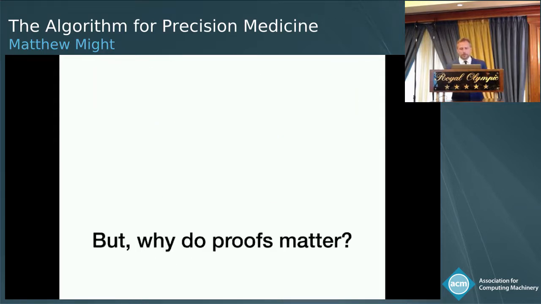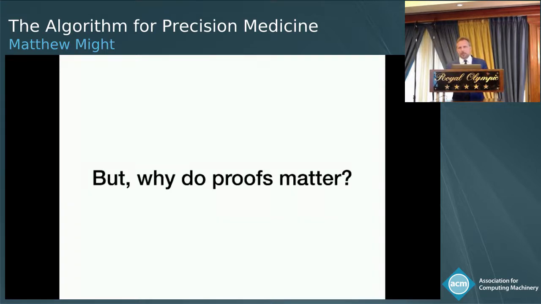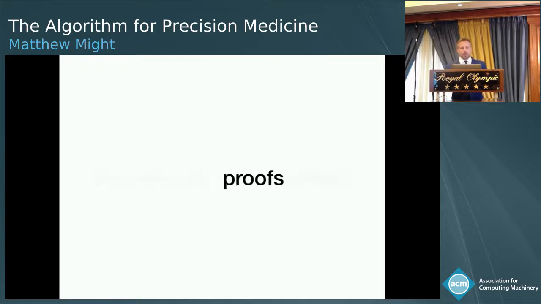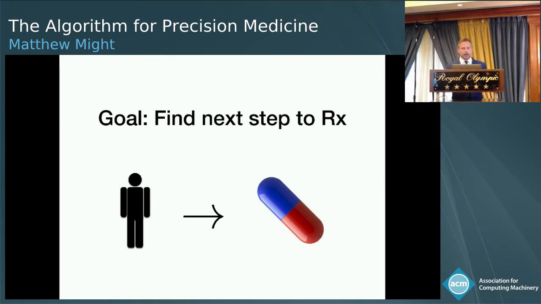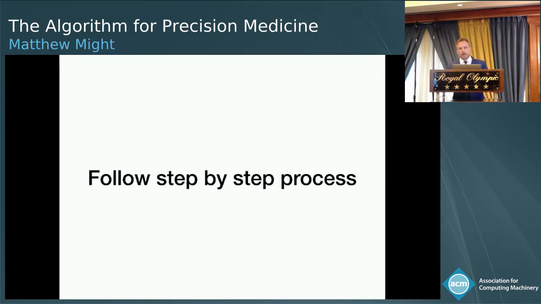So why is it that proofs really matter in precision medicine? This really comes from my experience actually trying to do this for patients. Physicians need proofs. If they're actually going to help a patient, then you need to give them a reason to do that. So to do this, we've created a research consultation service at UAB. The goal here is to systematically find the next step for every patient in their therapeutic odyssey.